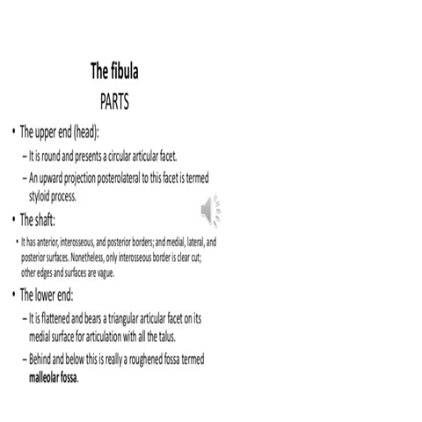Then there is a shaft with three surfaces and three borders. Then the lower end. The lower end is flattened. It bears a triangular facet which articulates with the talus, and below and behind this triangular articular facet there is a roughened fossa that is known as the malleolar fossa.